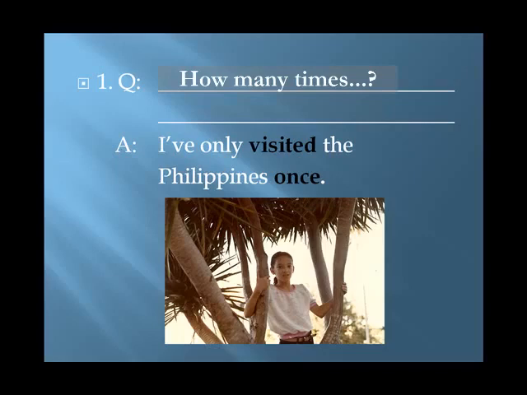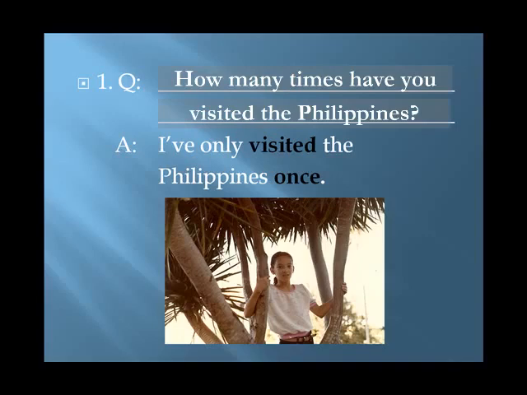So let's begin with our question word or question phrase, which is how many times. Helping verb, have, subject, you, main verb, visited. So our full question is, how many times have you visited the Philippines? Answer: I've only visited the Philippines once. That's the sad truth, but hopefully I'll make another visit in the future.